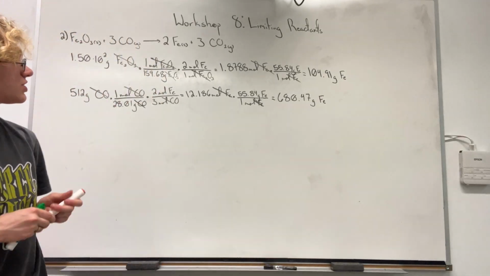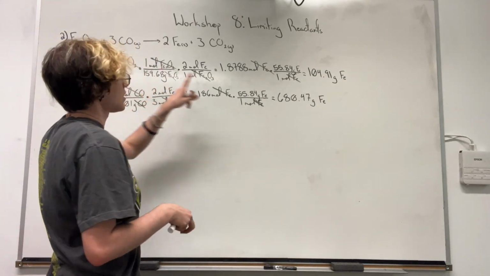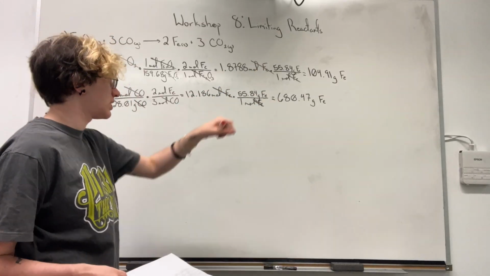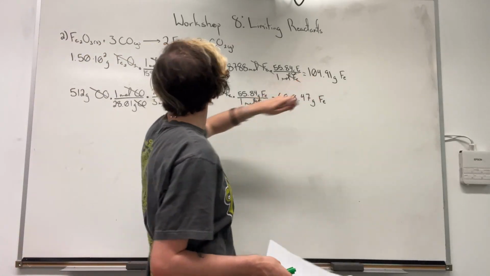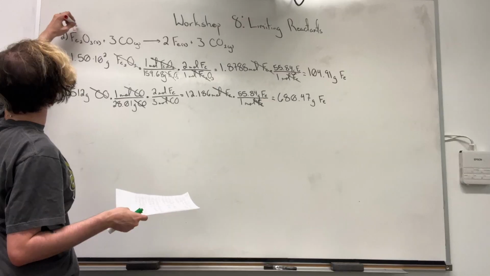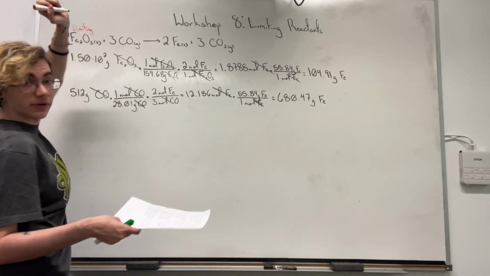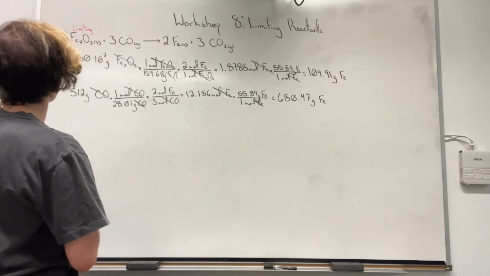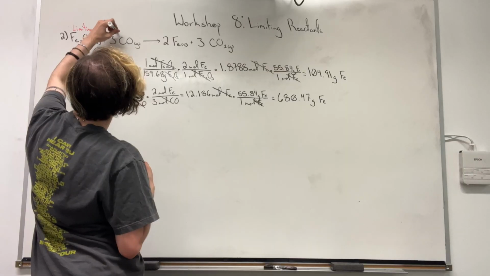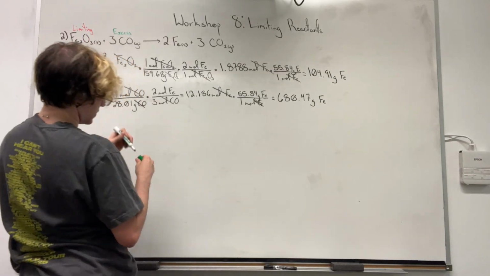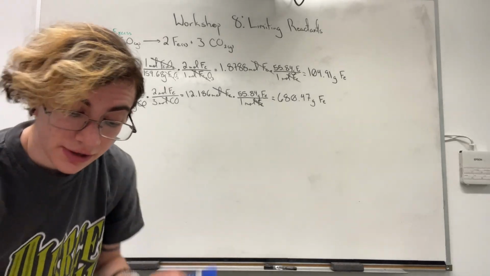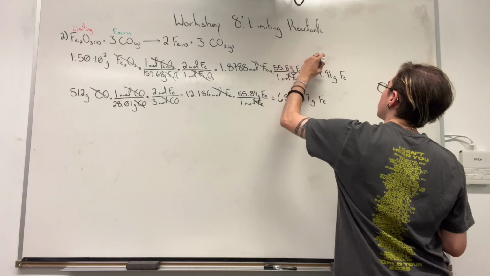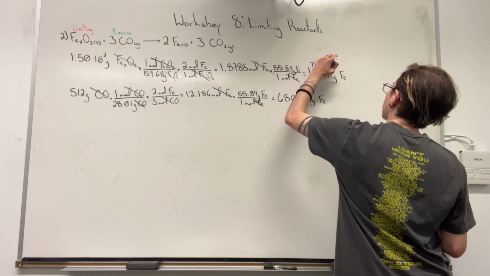Looking at our limiting and excess reagents, the iron oxide only makes 104.91 grams of iron, while the carbon monoxide makes 680.47 grams. Smaller amount of iron produced, so iron oxide is our limiting reagent, while the carbon monoxide is our excess reagent. And if the iron oxide is our limiting reagent, that means that the 104.91 grams is our theoretical yield.